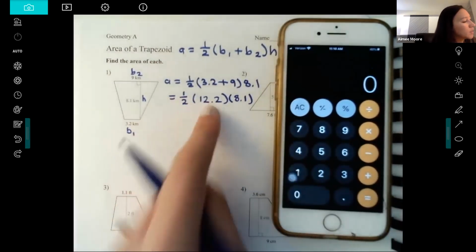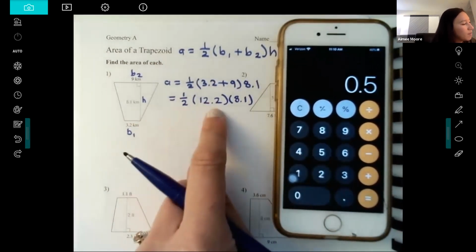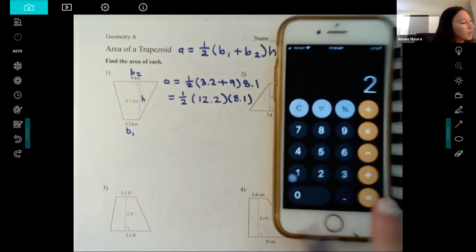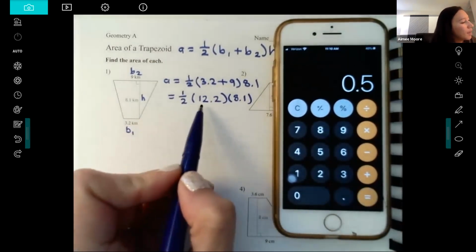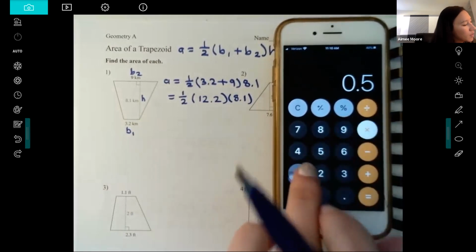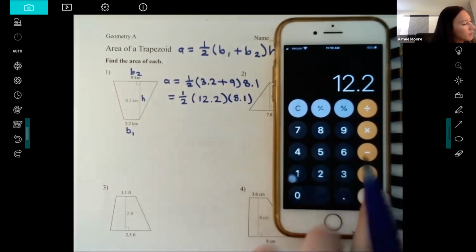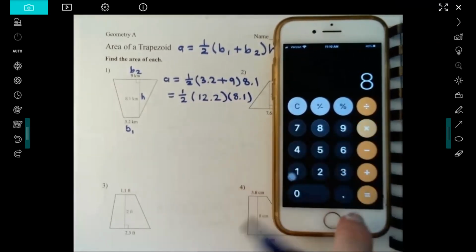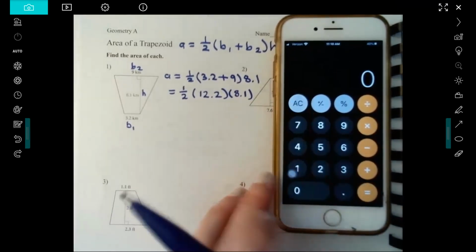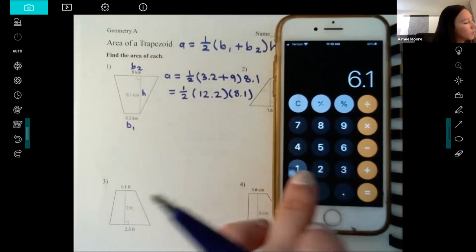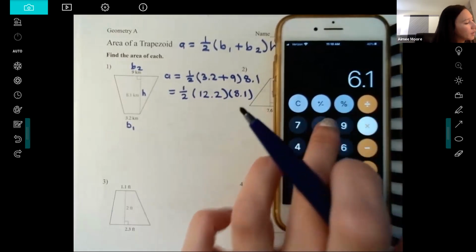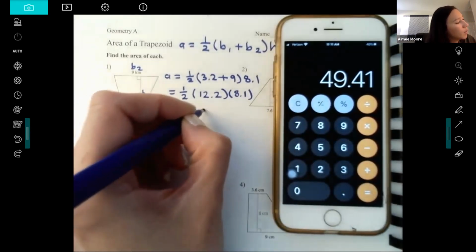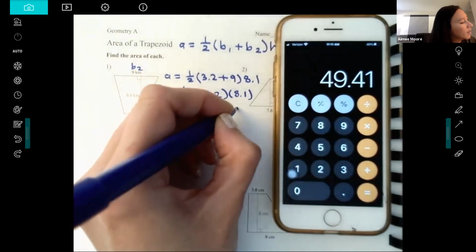And so just go in order. So we have 0.5 because 1/2 is just 0.5. And you could do 1/2 and it'll give you 0.5. And then multiply that by 12.2, which gives us 6.1. And then we have to now multiply that by 8.1. We were at 6.1 and 8.1, which is 49.41 kilometers squared.